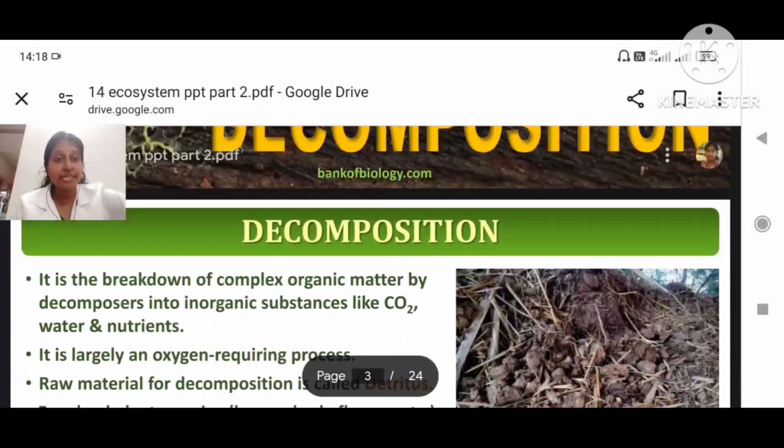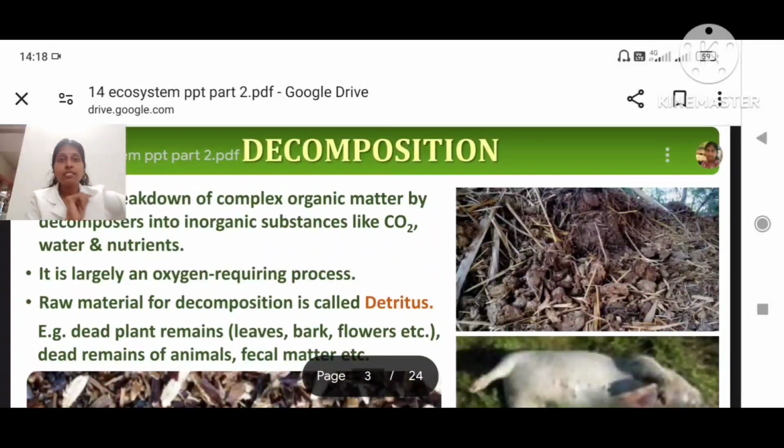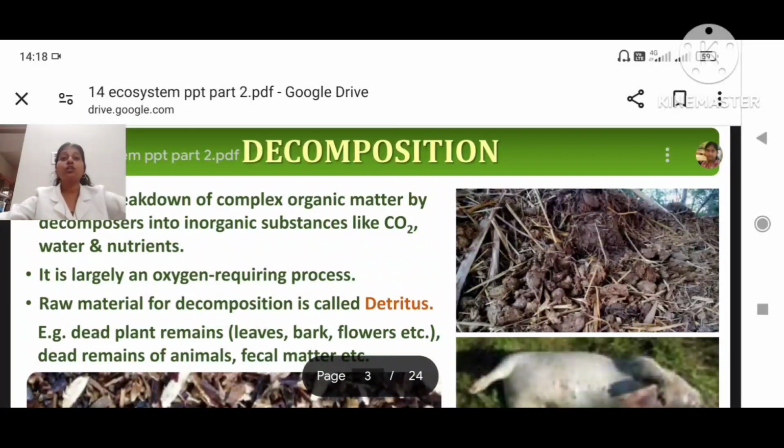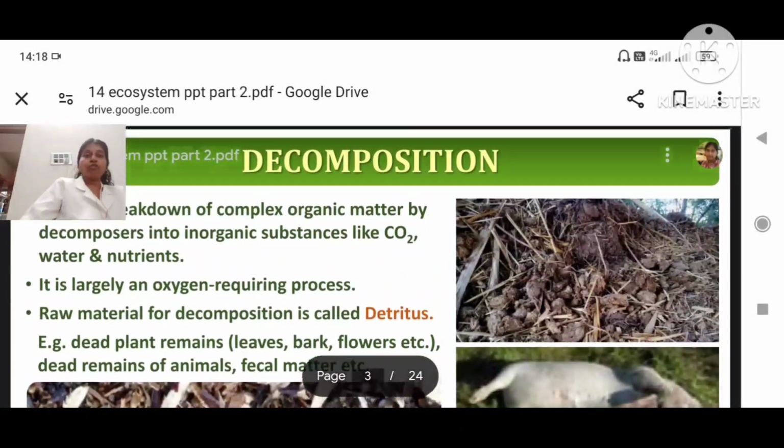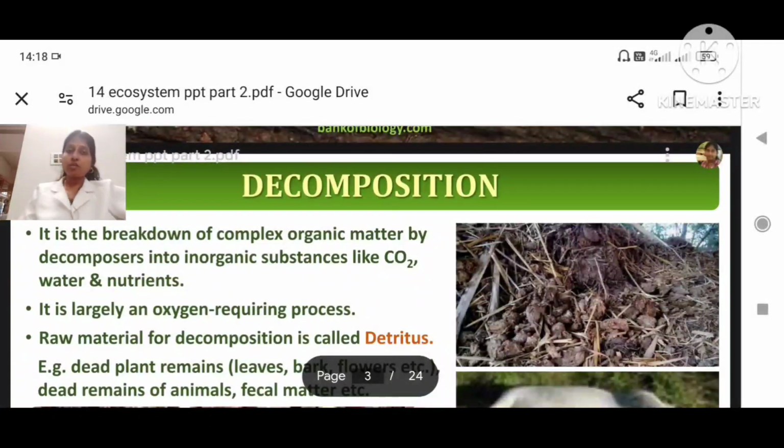Detritus, okay. So detritus is the raw material which is needed for decomposition. And during decomposition, what actually takes place? Complex organic matter is broken down into simpler inorganic substances like carbon dioxide, water and many nutrients. That process we call decomposition. And it requires a lot of oxygen. An oxidation process has to take place, so it is an oxygen consuming process.